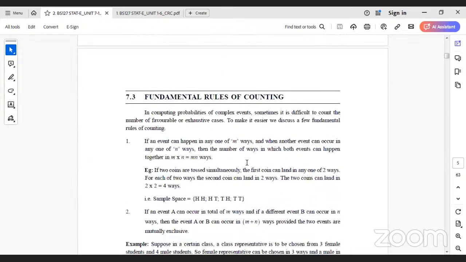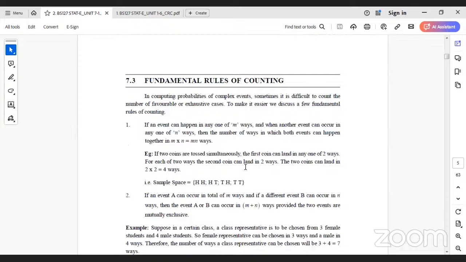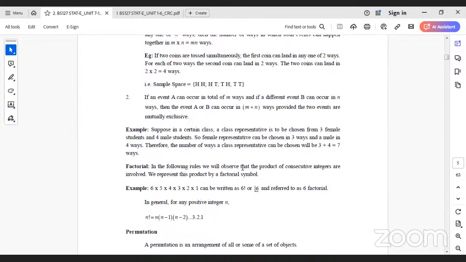Fundamental rules of counting. Read this a little, I am moving on to example problems. Okay? Suppose in a certain place a class representative is to be chosen from 3 female students and 4 male students. So a female representative can be chosen in 3 ways and a male in 4 ways. The number of ways a class representative can be chosen is 3 plus 4, which is 7 ways.